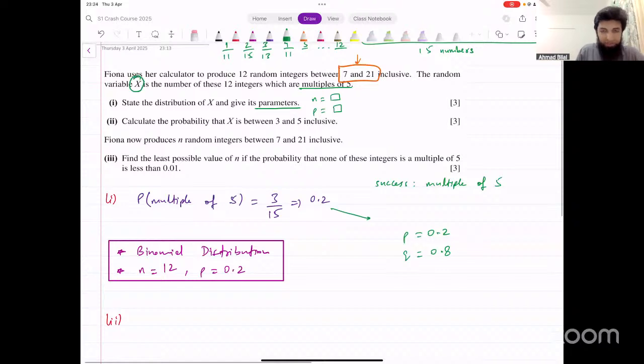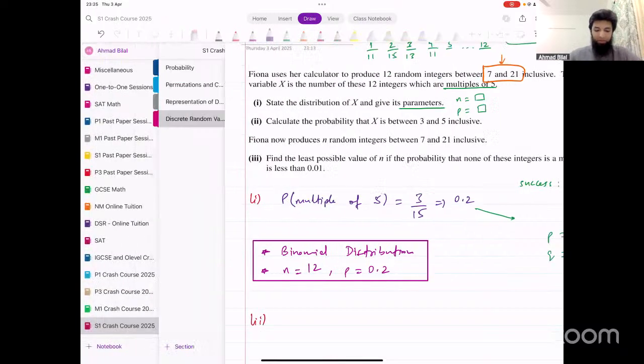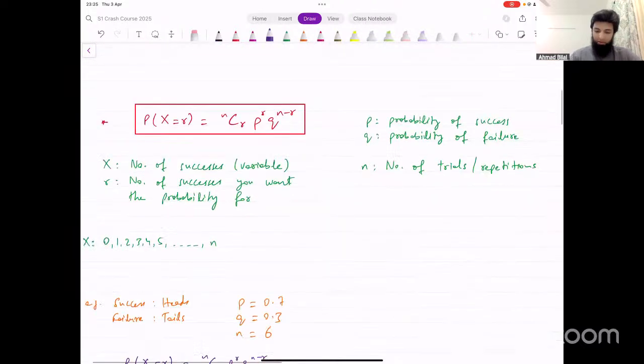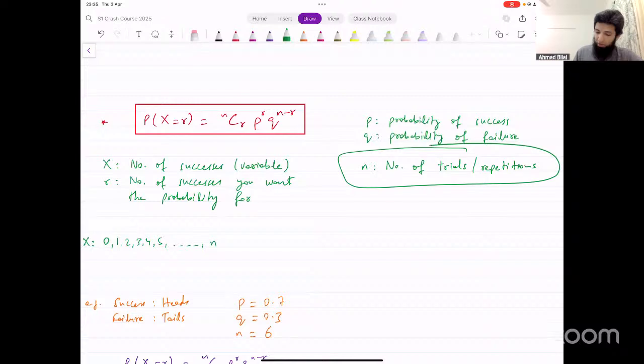X is representing the number of successes that you can get. n represents the number of total times the experiment is repeating. Remember what these letters mean in this formula. n is the number of trials, the number of times you're repeating something. x is the number of successes out of that number that you can get.